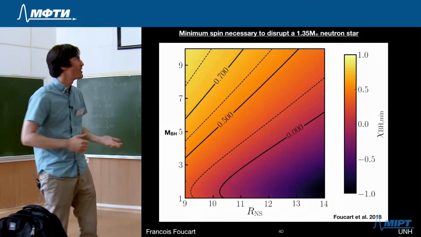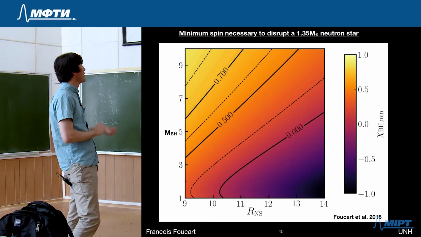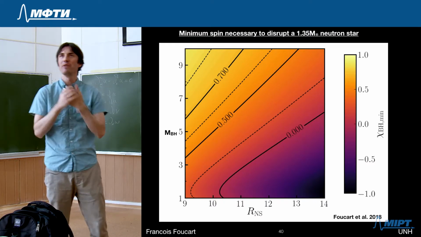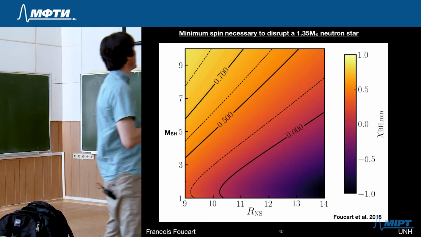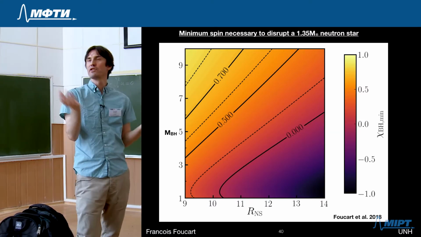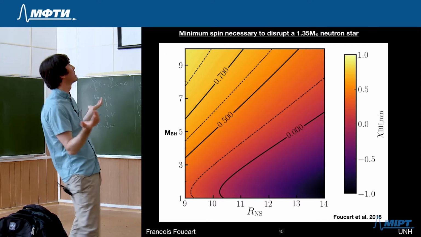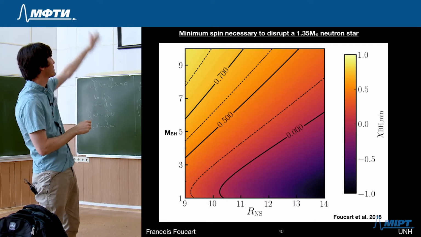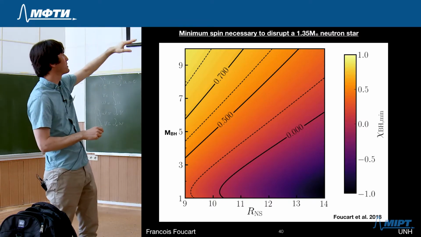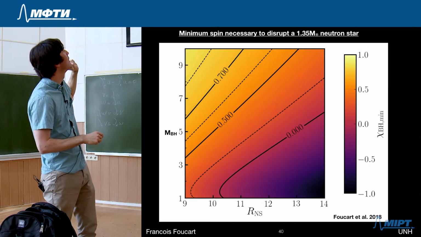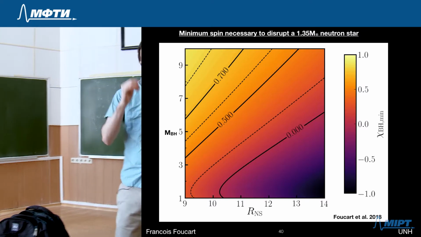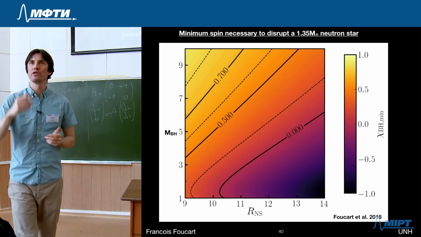And to summarize, you can look at what it would take to disrupt a neutron star in a black hole neutron star merger. That's one visualization of that. You can consider a neutron star like the one that has just been seen by LIGO, at 1.35 solar masses. You change the mass of the black hole, on the vertical axis, and the radius of the neutron star, on the horizontal axis. And you can ask yourself the question: for those parameters, what black hole spin do I need in order for the neutron star to disrupt?